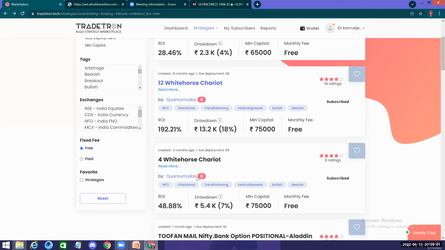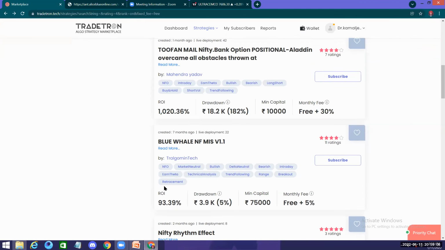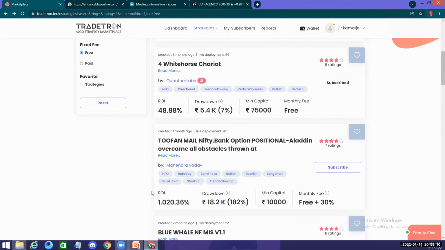I may deploy this 8 horse. I'm not going to deploy the 12 white horse. I may deploy an 8 horse one. I like that 8 horse. The concept of it is a little better.